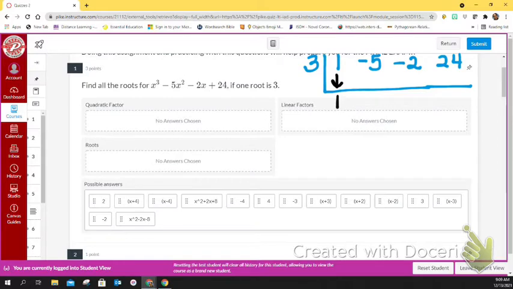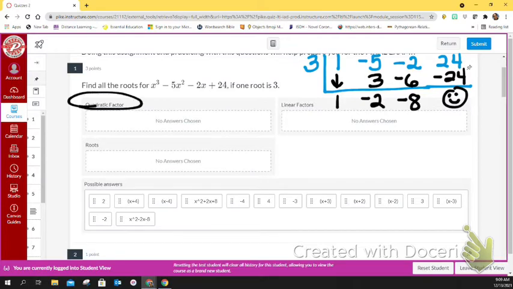and then you take 1 times 3, put that under -5, add, and then you take 3 times -2, that goes here, you add, and then you take -8 times 3, you get -24. You should always end with a 0. So right here where it says, what is your quadratic factor? These 3 numbers are your quadratic factor. So find the option that has a 1, a -2, and an 8. So what you're going to put here is x squared minus 2x minus 8.